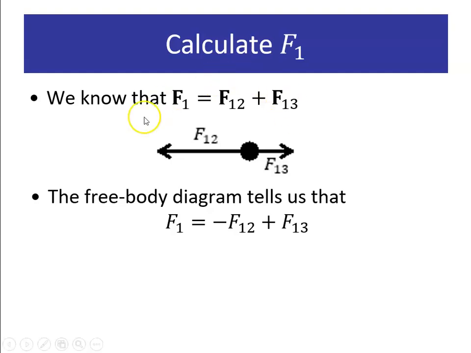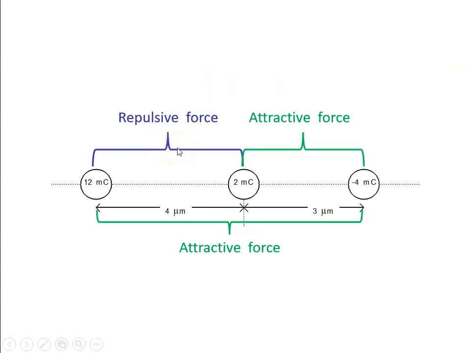So in any case, we recognize that, going back to the picture, this is a repulsive force, so the force on charge 1 due to charge 2 must be to the left. And the force on charge 1 due to charge 3, that's an attractive force. That force must be to the right.